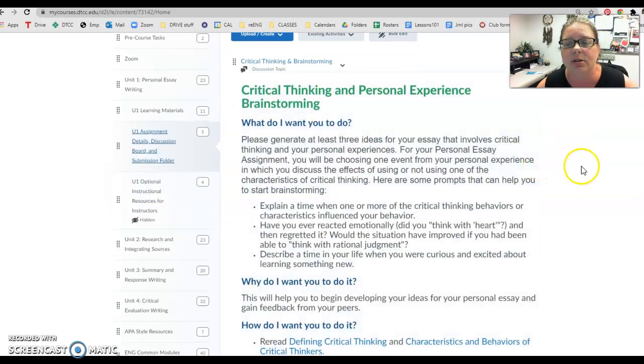In the first discussion board that we talked about in another video, you are just brainstorming ideas. The point is to come up with at least 3 possible topics, and then you're going to comment on your peers' posts and get some feedback from them about what they think might be the strongest one. You can listen to them or not, but it might help you to get some feedback from others.